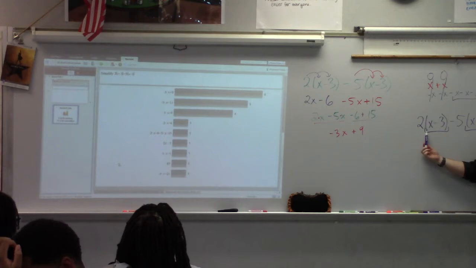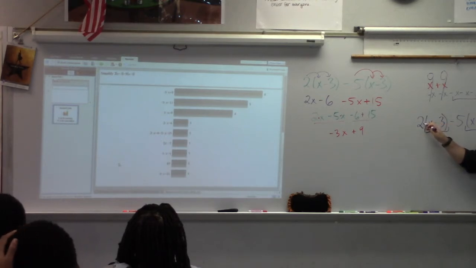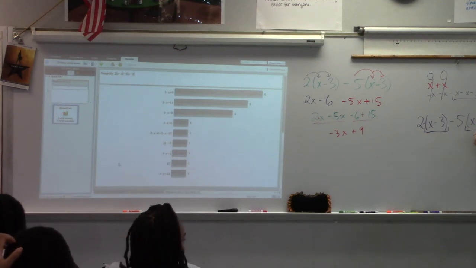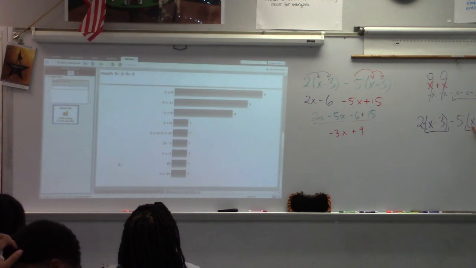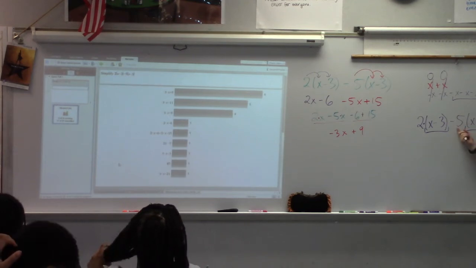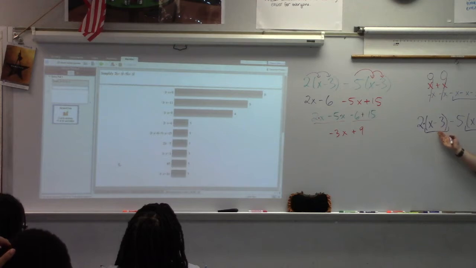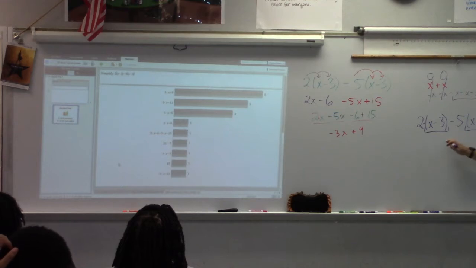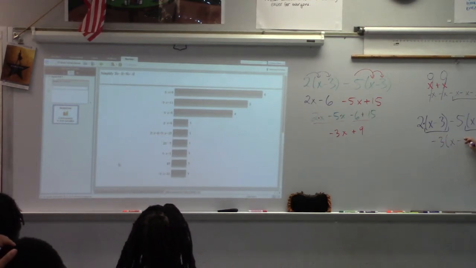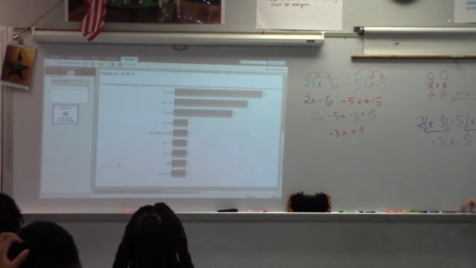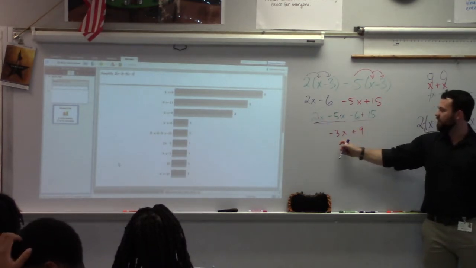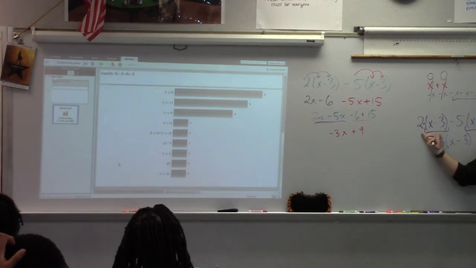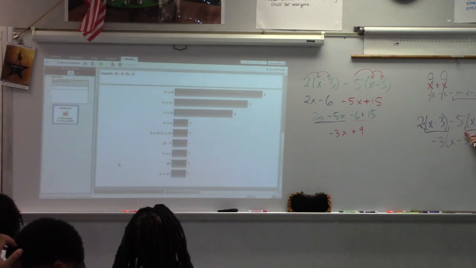So what is this really saying? That I'm repeatedly adding x minus 3 twice, and then what am I doing? Subtracting x minus 3 5 times. So if I have 2 x minus 3s and I take away 5 x minus 3s, how many x minus 3s am I left with? It's the same idea that 2x minus 5x is negative 3x. Well, it's because I have 2 x's and I'm taking away 5 of them. I have 2 x minus 3s and I'm taking away 5 of them.